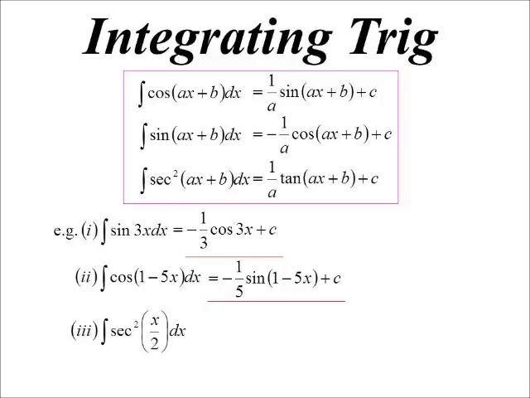And there's a sec squared one. It's also linear. Turn a half upside down, we get 2. So we'll have 2 tan x on 2.